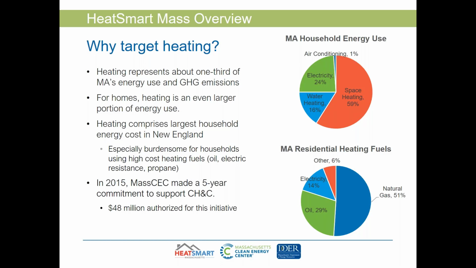In response to this, MassCEC made a 5-year commitment to support these clean heating and cooling technologies to help support trying to get at some of these issues. And we have a $48 million authorization for this initiative, which includes the HeatSmart Maps program.